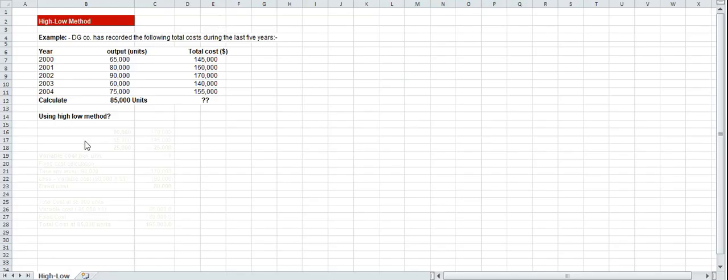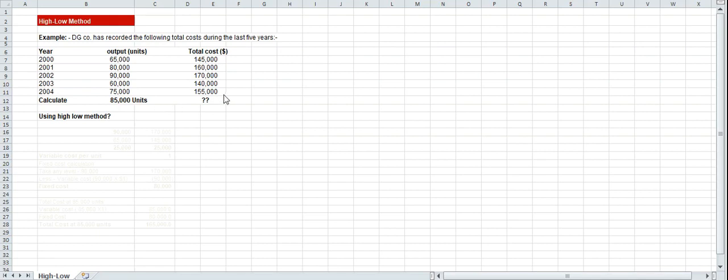So today I am going to discuss about high-low method. What is high-low method? High-low method is basically used to identify the fixed and variable cost. If you are given a total cost, how to identify the fixed and variable cost. So in this regard, I have given you an example. So let's work out and find out how to split this fixed and variable cost.